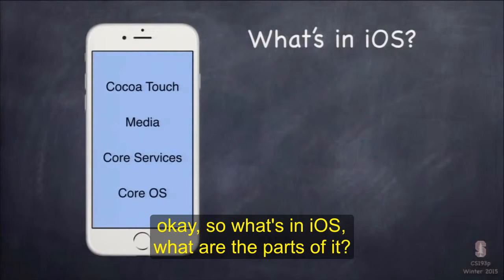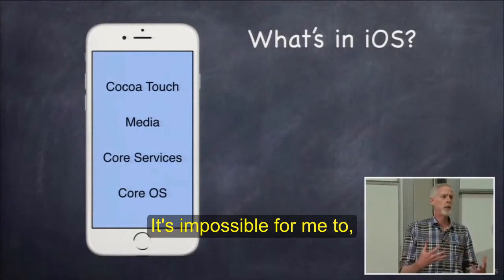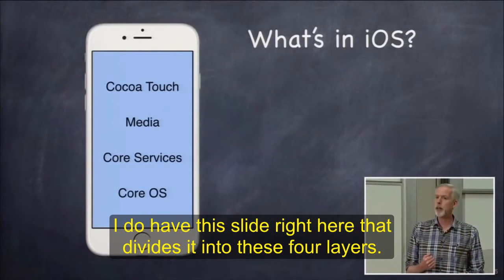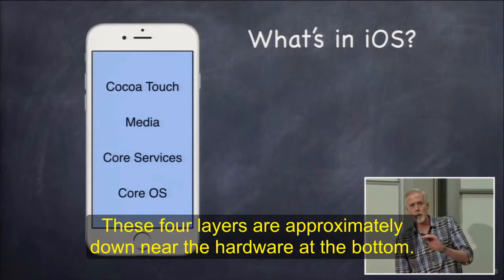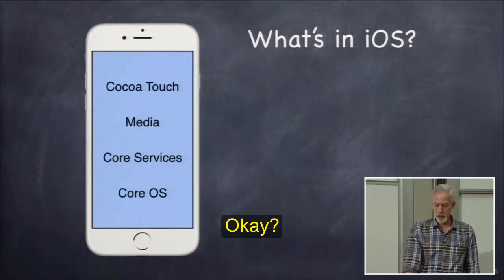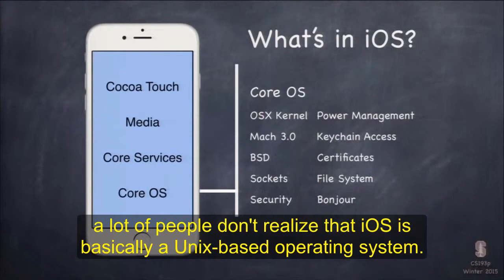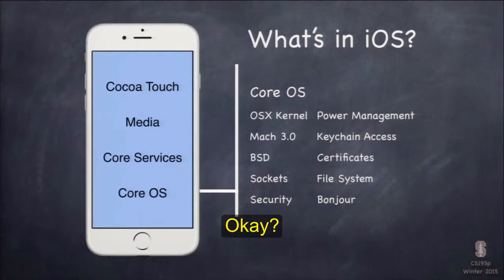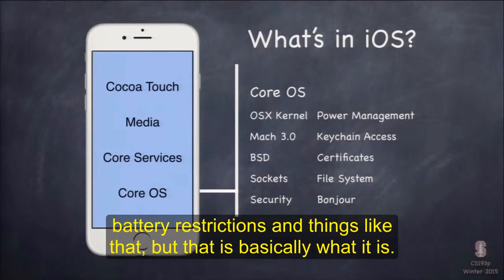Okay, so what's in iOS? What are the parts of it? It's such a big system. It's got so much in it. It's impossible for me to encapsulate it in a small little summary. But I do have this slide that divides it into 4 layers. These 4 layers are approximately down near the hardware at the bottom, up near the user at the top. At the bottom, a lot of people don't realize that iOS is basically a Unix-based operating system. It's very similar, and shares a lot of the core of Mac OS X. Now it's certainly optimized for mobile devices, which have battery restrictions and things like that. But that is basically what it is.